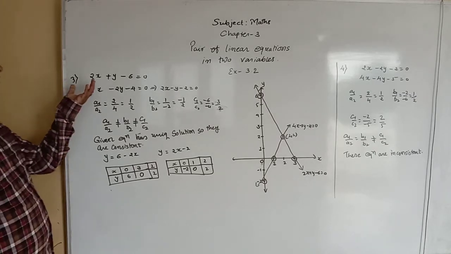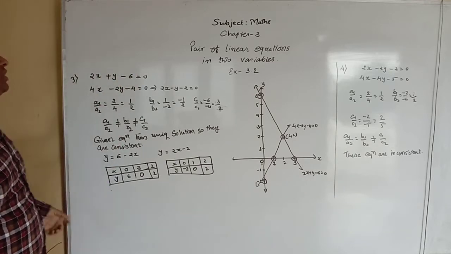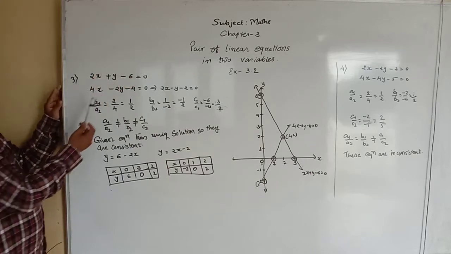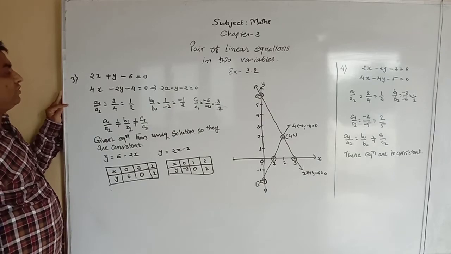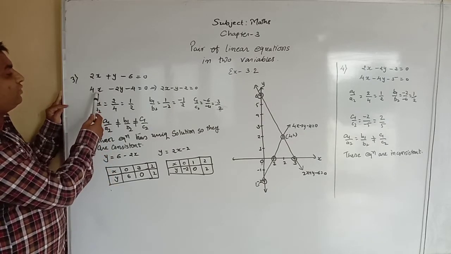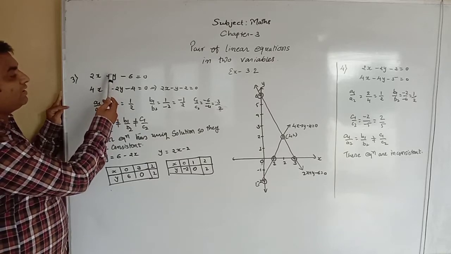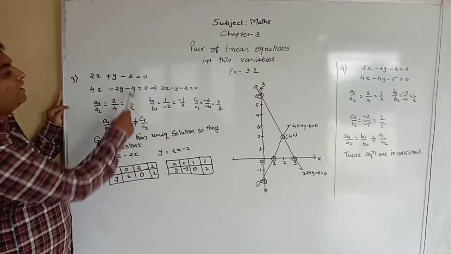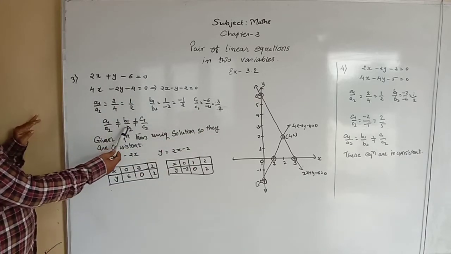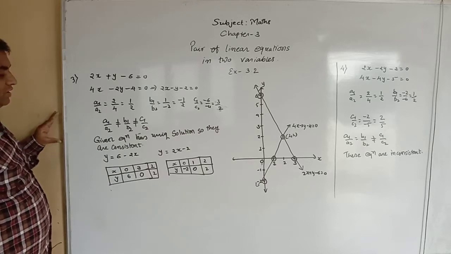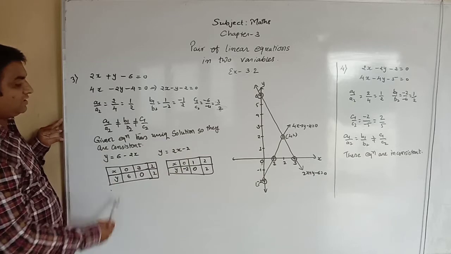Question 3: we have 2x plus y minus 6 equals 0 and 4x minus 2y minus 4 equals 0. To make an easier equation, we divide by 2, then 2x minus y minus 2 equals 0. Now we can see that a1 by a2 is 2 by 4, which is 1 by 2, b1 by b2 is 1 upon minus 2, so minus 1 by 2, and c1 by c2 is equal to 3 by 2. So a1 by a2 is not equal to b1 by b2, which is not equal to c1 by c2. And so the given equations have a unique solution, so they are consistent.